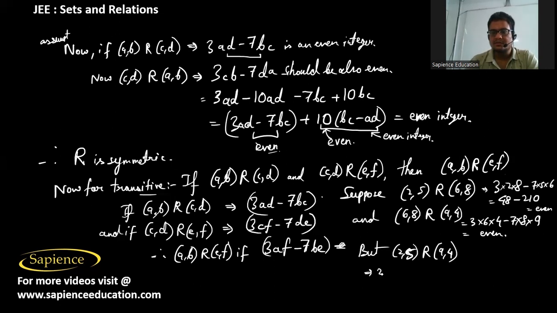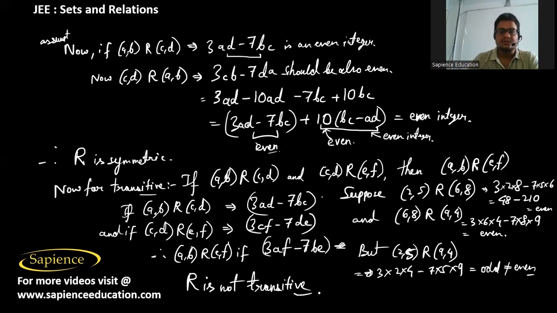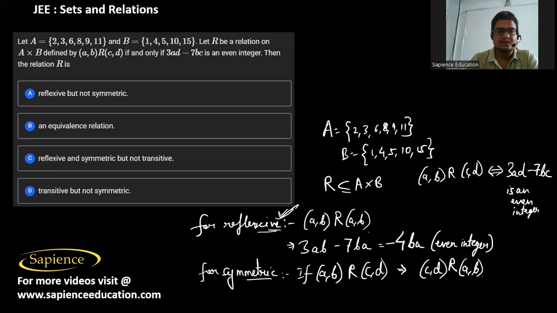So then it will be 3 into 2 into 4 minus 7 into 5 into 9. So this is an even number minus an odd number, so it will be an odd number, which is not an even number. So hence the relation R is not transitive. Therefore the relation R is reflexive and symmetric but not transitive. So option C is the correct answer.